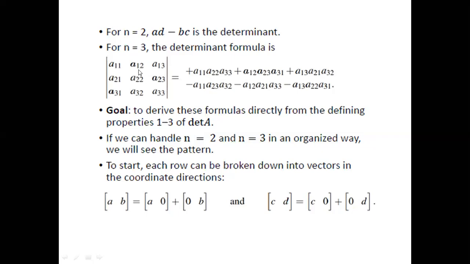Next, you have A12. You keep it as it is. You ignore this column and this row. So you are left with A21, A23, A31, A33, and you do the same. So you will get these two factors. For the last one, A13, you keep it as it is, you ignore that column and this row, and you multiply A13 with A21 A32 minus A22 A31. So you get these factors.